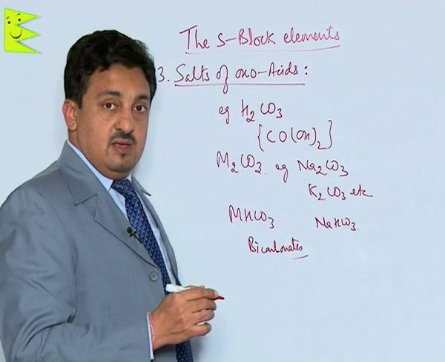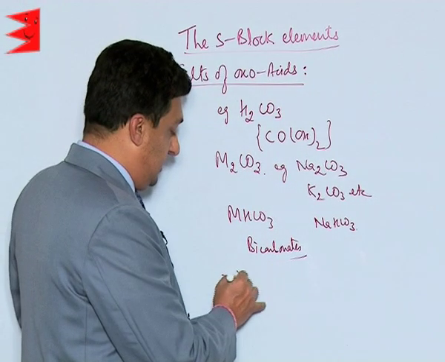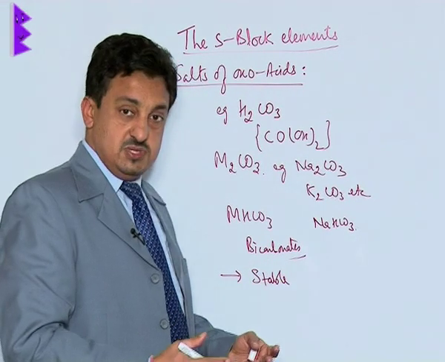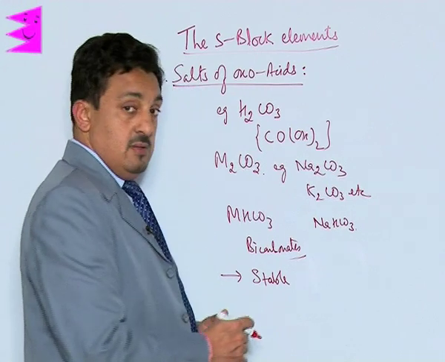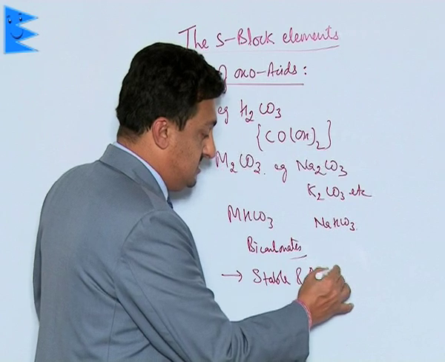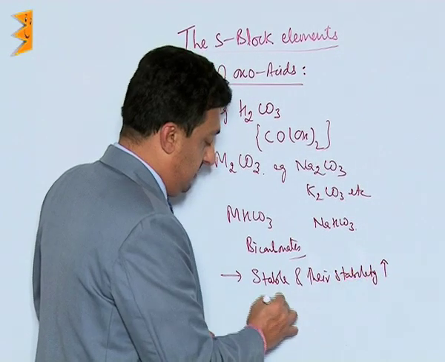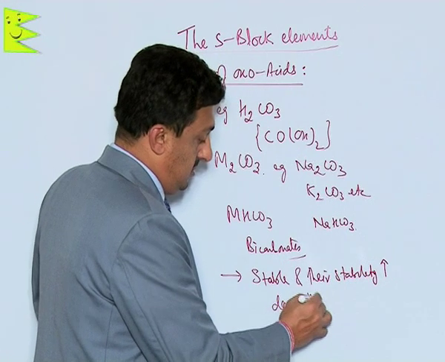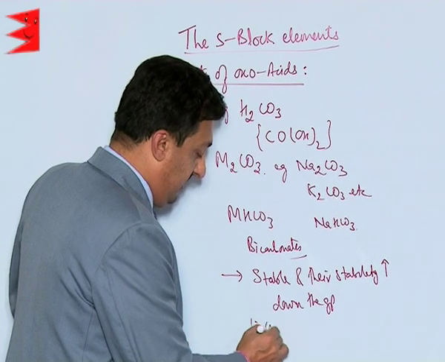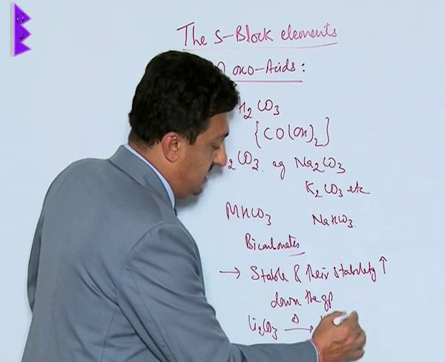Now what we can say about these salts of the oxo-acids in the first go is that they are all stable, in the sense that they don't decompose on their own, and we find their stability increases down the group. Lithium carbonate is the one which is not very stable, and it decomposes on heating and gives lithium oxide and carbon dioxide.